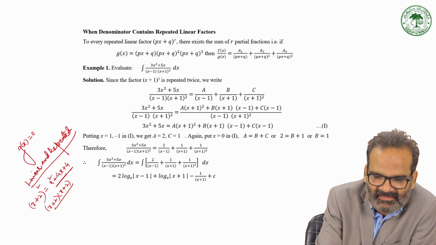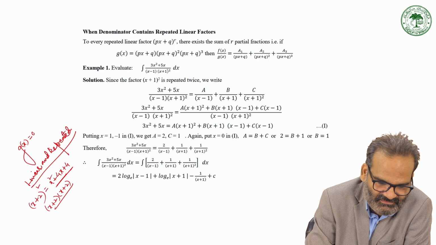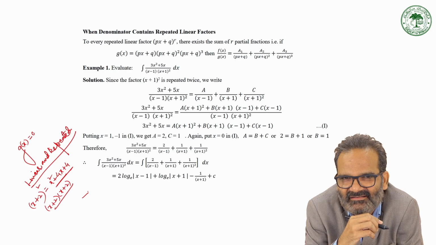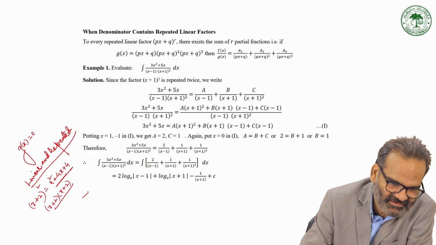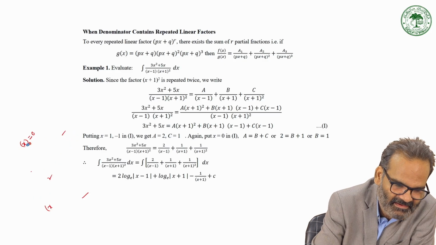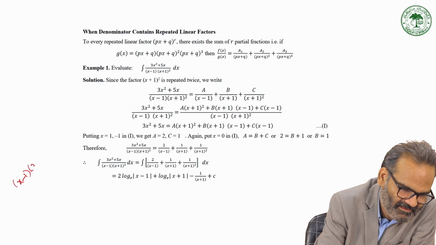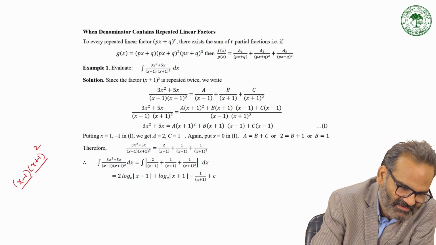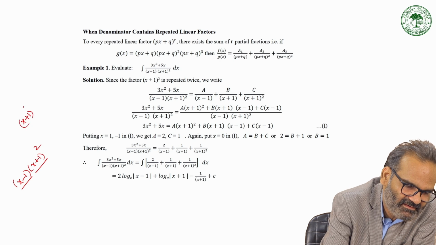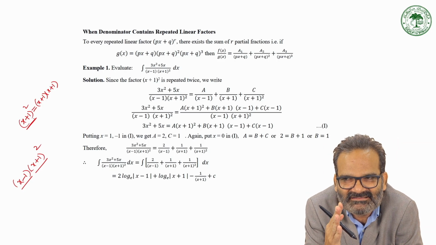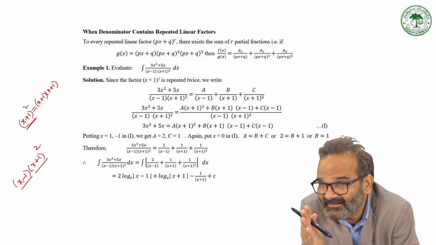See, (3x² + 5x) divided by (x − 1)(x + 1)². So your numerator is 3x² + 5x and your denominator is (x − 1) and (x + 1)². This is a linear factor, this is a linear factor, right? Clear? But (x + 1)² means what? This is equal to (x + 1)(x + 1). So this x + 1 is being repeated twice, right? So the factors of the denominator are linear and repeated.